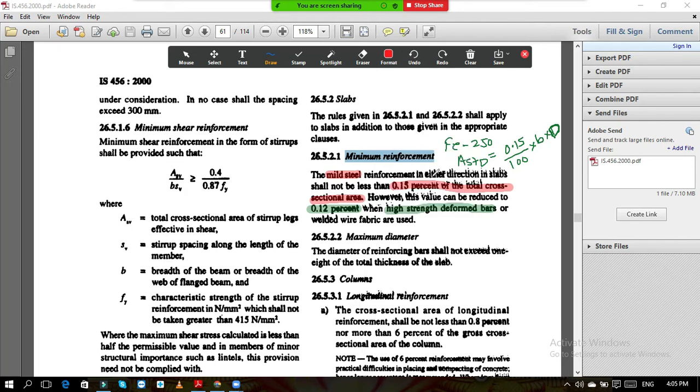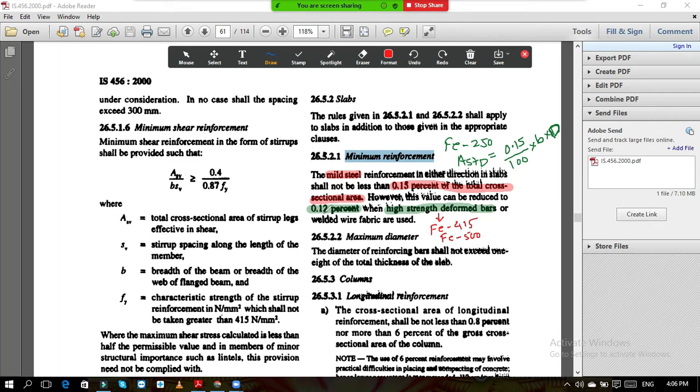Okay. Similarly, now if you see the second condition what they have given, however, this value can be reduced to 0.12% when high strength deformed bars are used or welded wire fabrics are used. So high strength deformed bars means what? High strength deformed bars means Fe415 and Fe500 or Fe550. So Fe415, Fe500, these are high strength deformed bars.